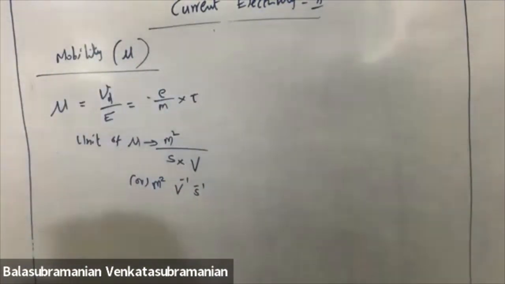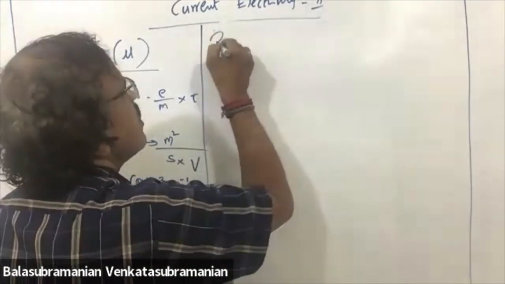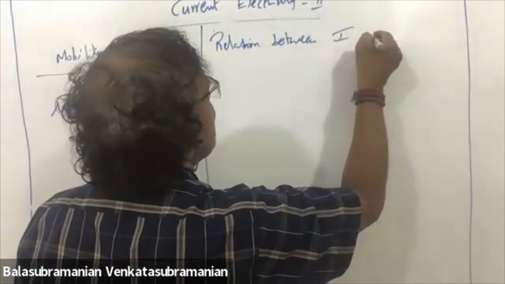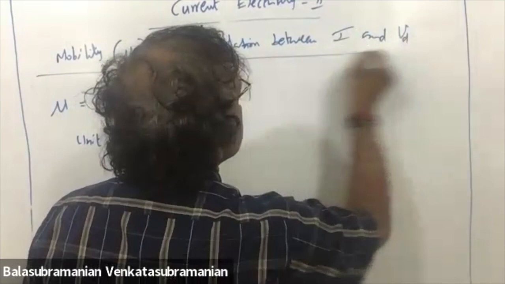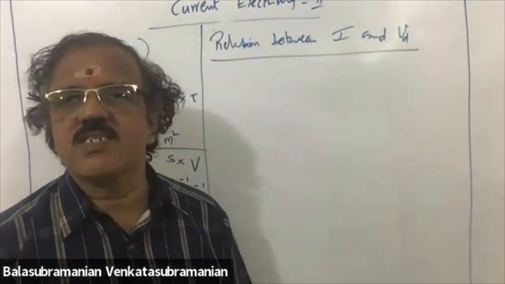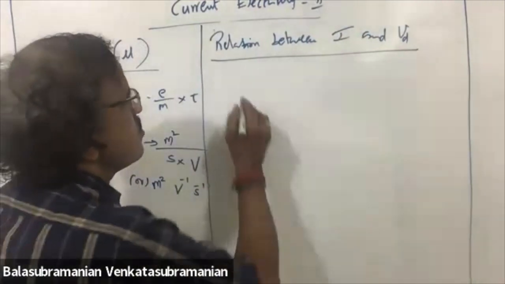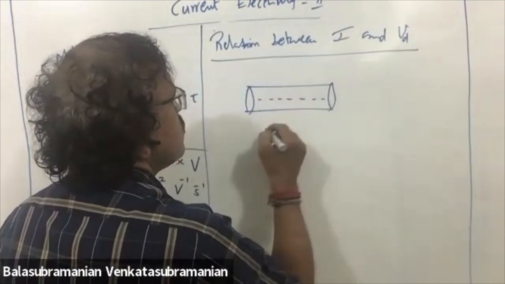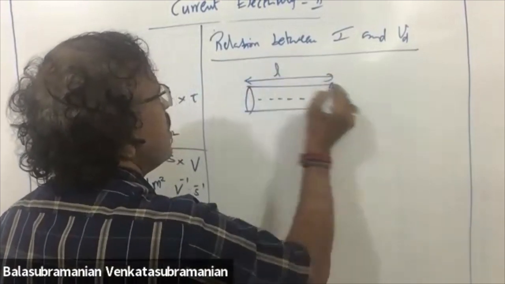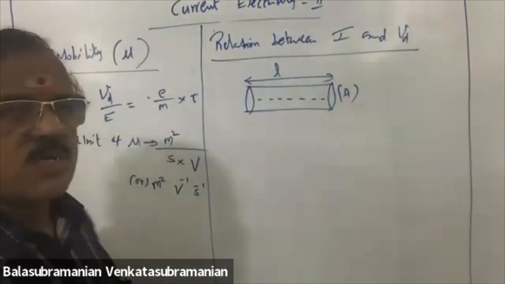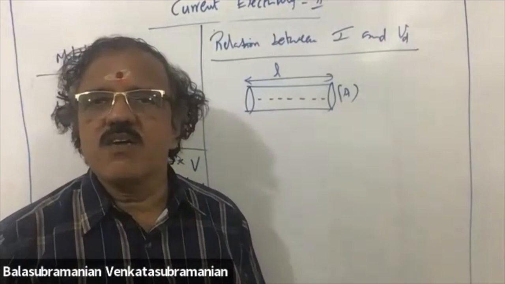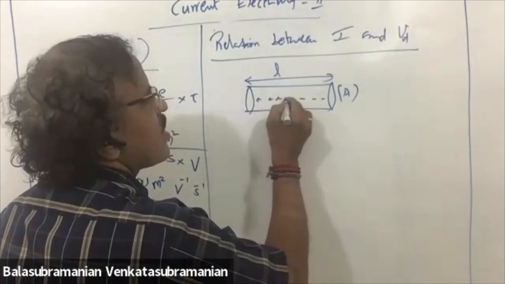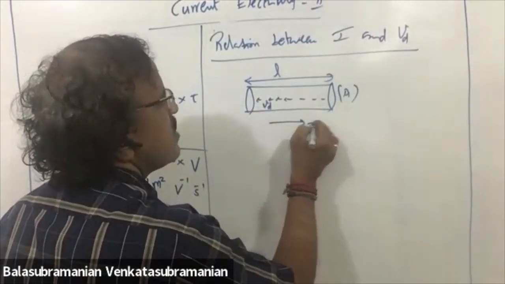Current and drift velocity, what is the relation, sir? Relation between I and Vd. Current and drift velocity relation, simple. You consider a wire which is in the form of a cylinder, with so many free electrons. Assume length of the wire is L, area of cross section is A, and this is the electron movement, drift velocity, and this is the direction of current.